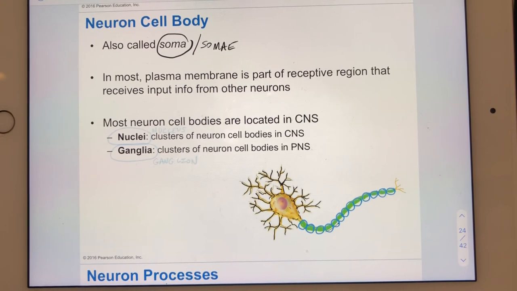We already established that when somae are clustered or clumped together in the central nervous system, they're called nuclei, but when they're clumped together in the peripheral nervous system, they're called ganglia. And the singular for nuclei is, of course, nucleus. The singular for ganglia is ganglion.